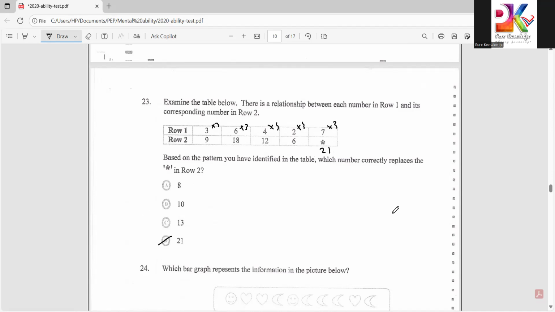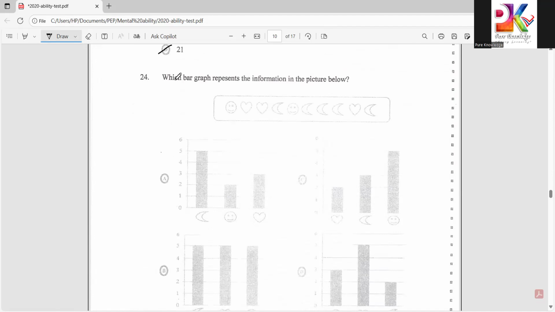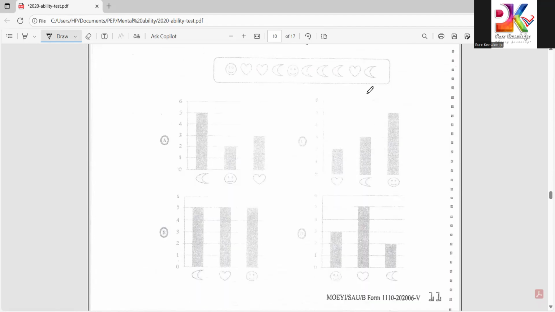All right? Excellent. If you haven't got it, ensure that you look for your pattern, guys. Analyze. Remember, it's mental ability. It's all about reasoning, all right? Next one says, which bar graph represents the information in the picture below? Now, these were photocopied light. So let's look at the bar graph.